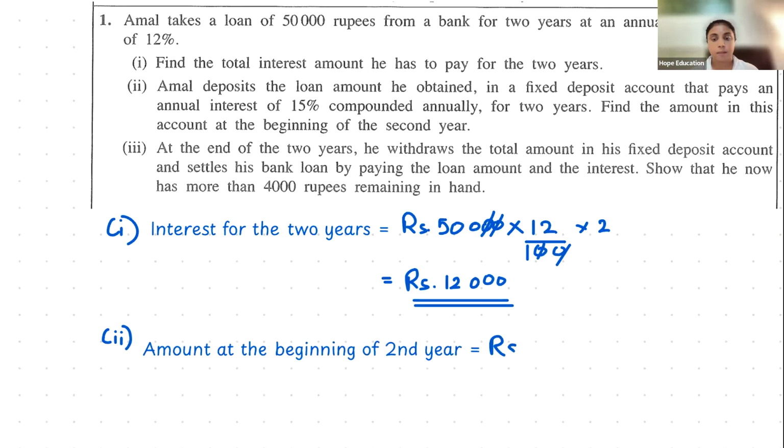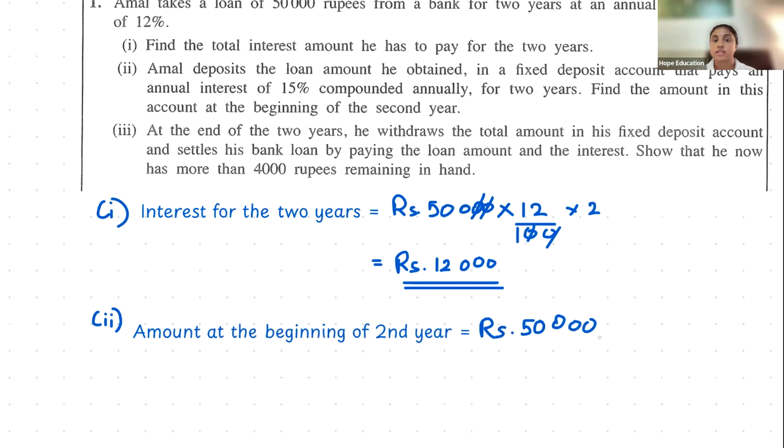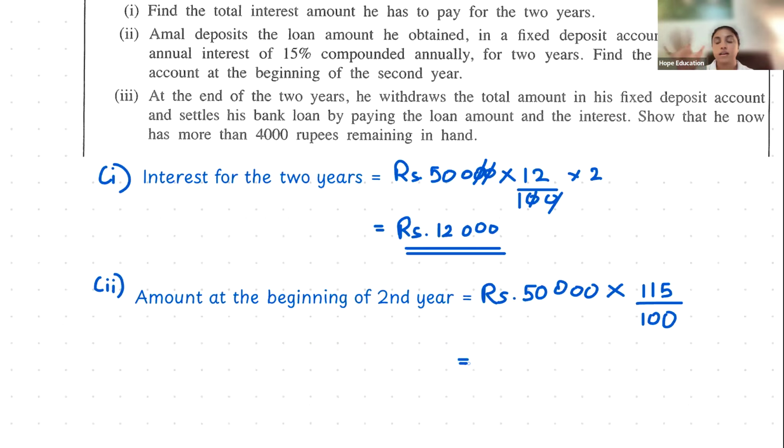So the amount that he deposits is 50,000. Compound interest, do you remember? Now the compound interest rate is 15%. Then we can directly find the total amount. For that we add 100, then we get 115%. So when I multiply this by 115%, that means divided by 100, the interest is added to the total, and I directly get the total at the end of the first year, right?